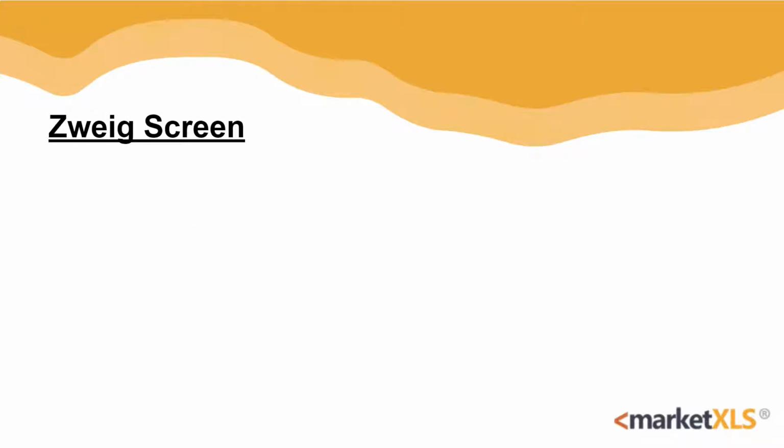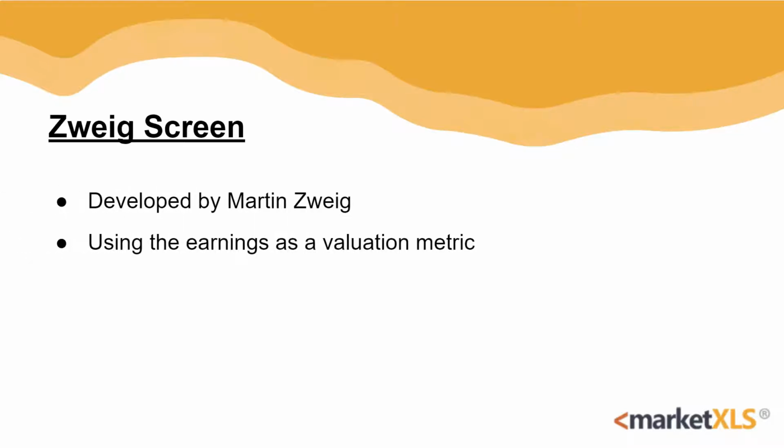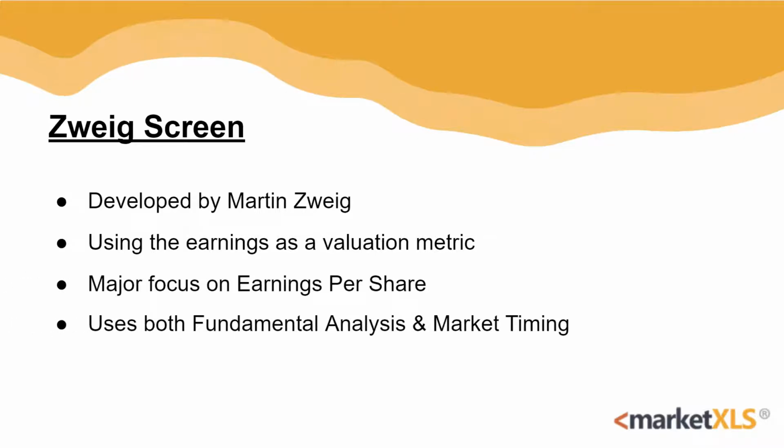This screen was first developed by Martin Zweig. This screen uses various earnings-related criteria as the valuation metric for stocks. According to this screen, a potential earnings growth of a company is an accurate recognition of the company's value. The majority of the criteria of this screen are related to EPS, the earnings per share of a company. It is an investing strategy that uses both fundamental analysis and market timing.